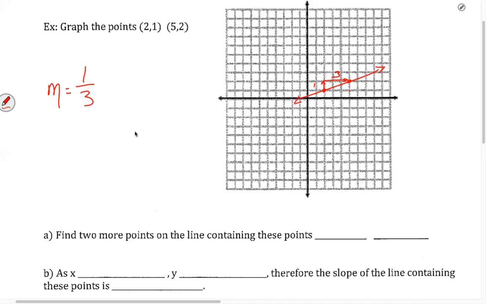So let's go up 1 from there. Well, let's go to the right 3. Oh, look at that. That point is on my line. That point is 8, 3.